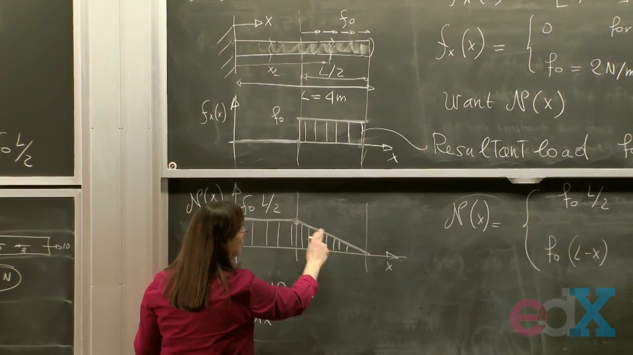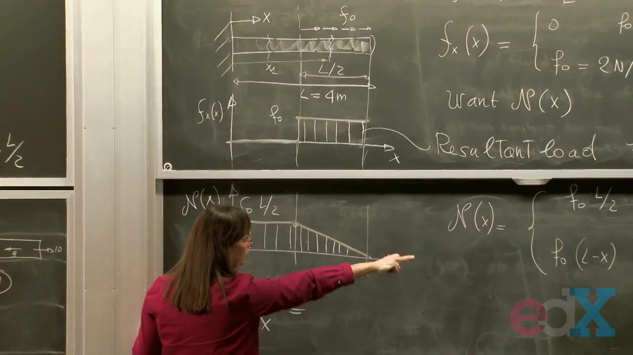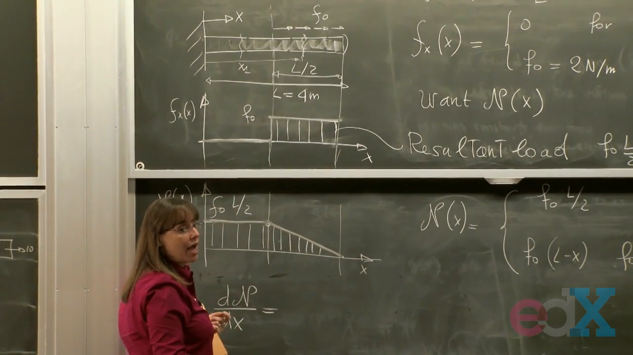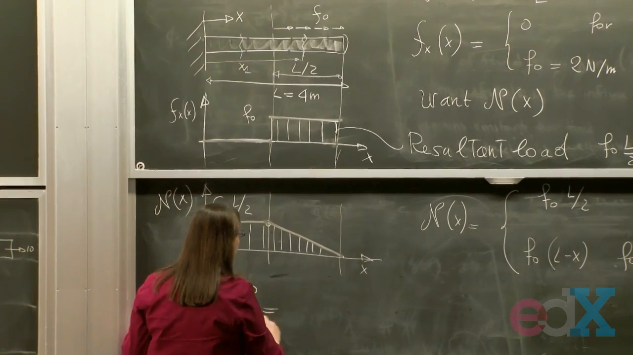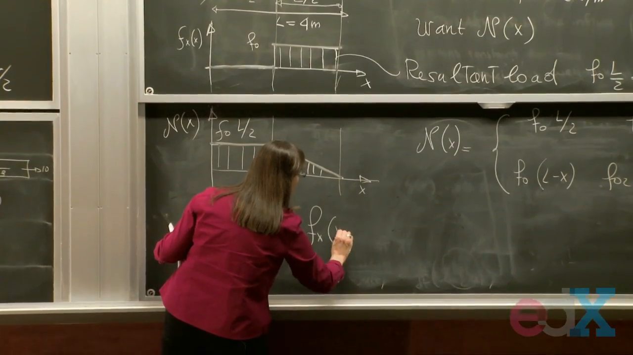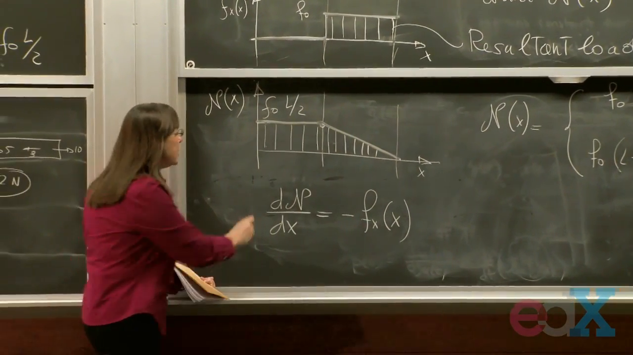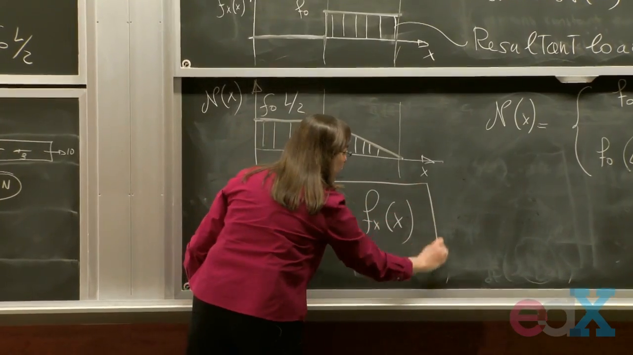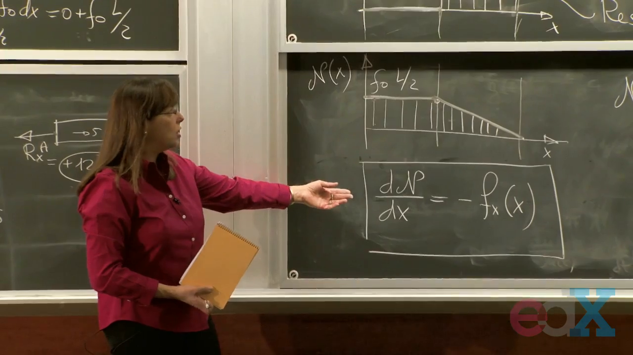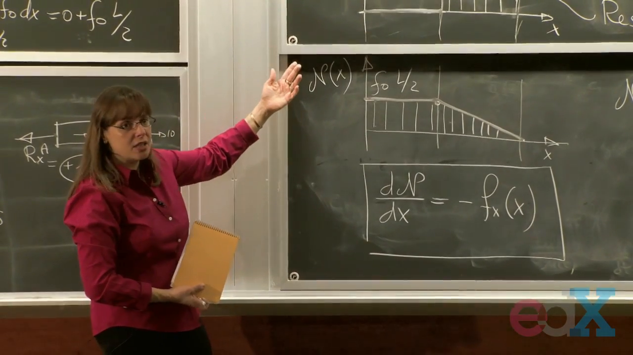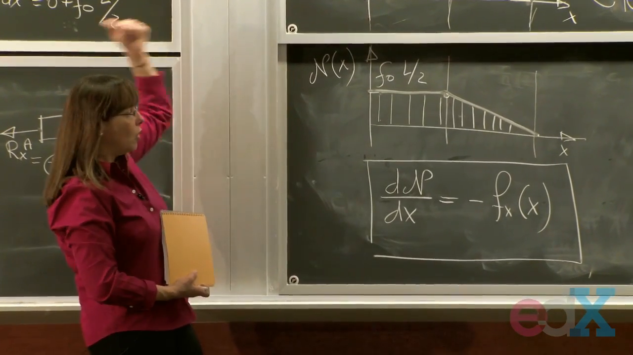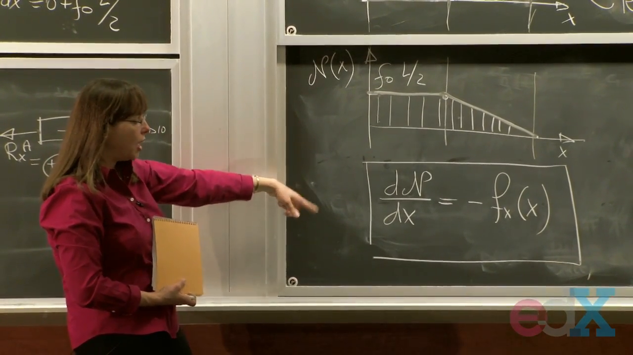What is dn dx from here to here? Minus f0. And f0 used to be our f of x. So dn dx is simply equal to minus fx of x. This is really a useful kind of thing. It's useful if you like integration, because you can just use this relationship given fx of x to integrate and find n of x, right? Which is the same thing as what we did over here by starting from there.